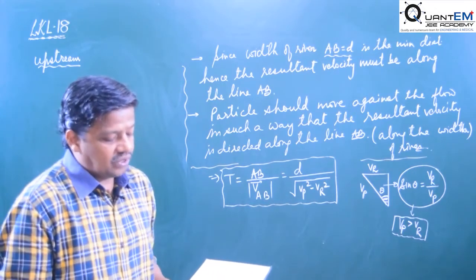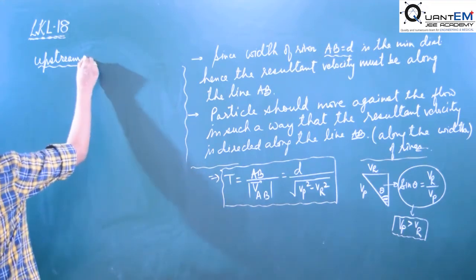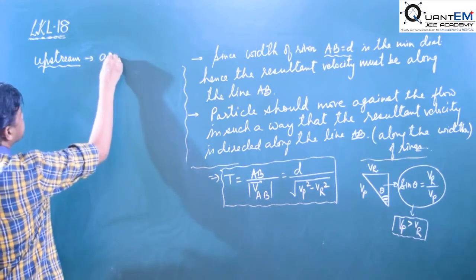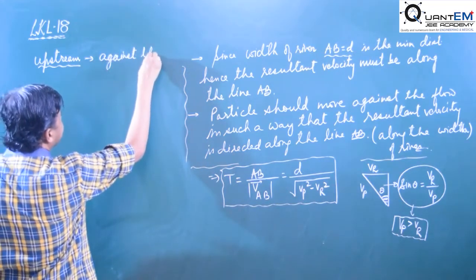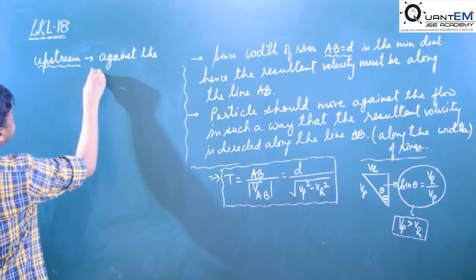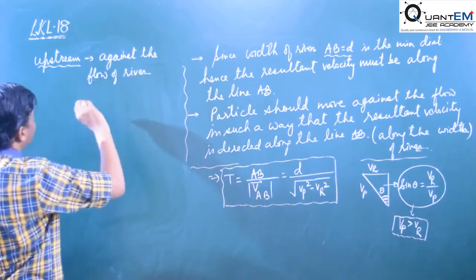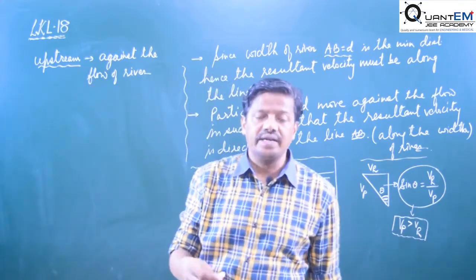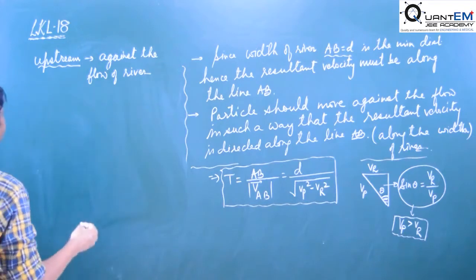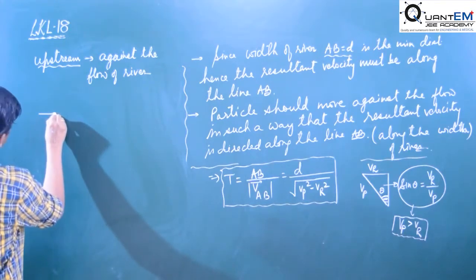Okay, a motorboat going downstream. So see, what is downstream? Upstream is against the flow of a river, that is against the flow of river, means flow of water or flow of any fluid, that may be air.